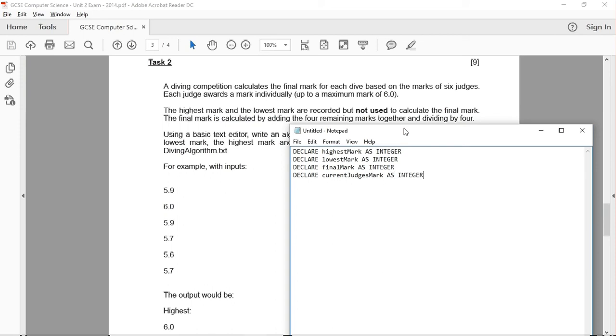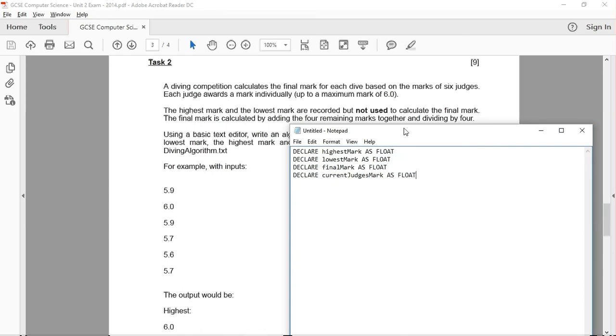Now that variable is going to be used 6 times in a loop. I'm not going to declare 6 separate judges' marks. I'm just going to use one and do it in a loop. Okay, I just realized all of these should be float because they're decimals. They're not integers at all. So that's my first mistake.